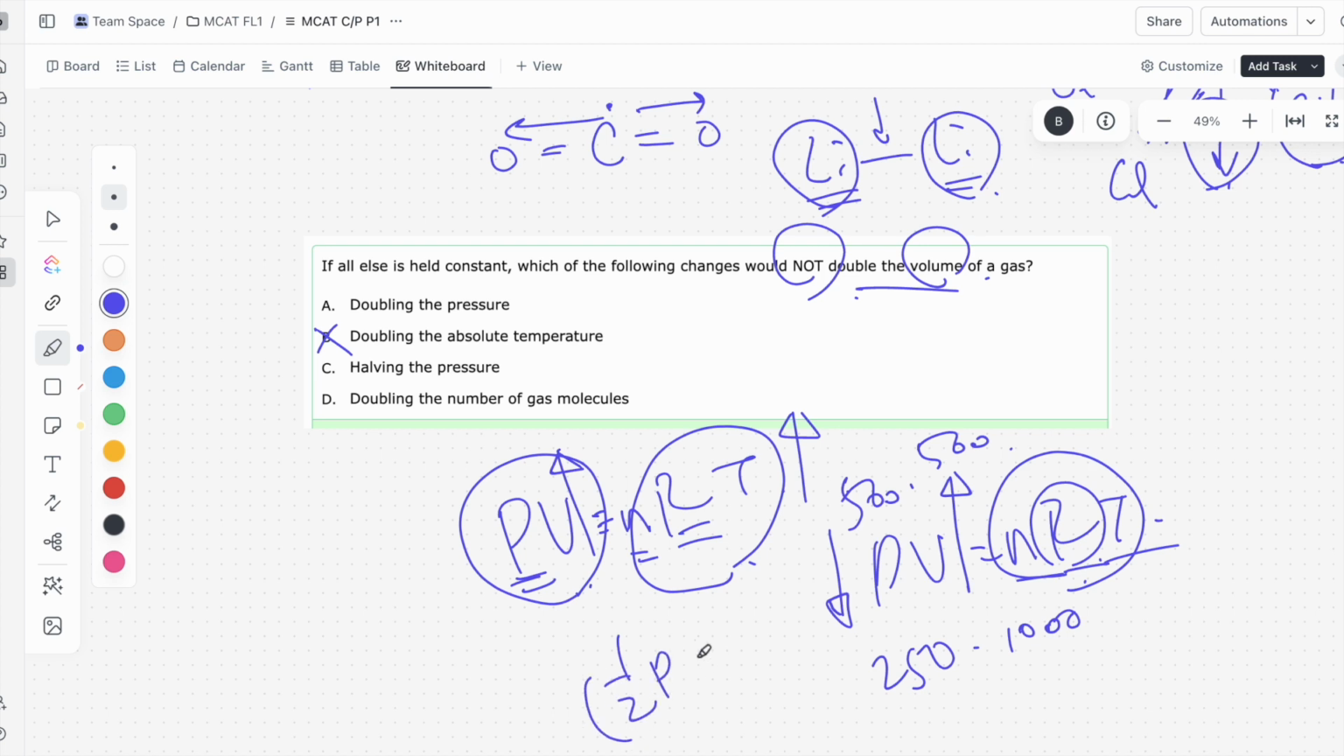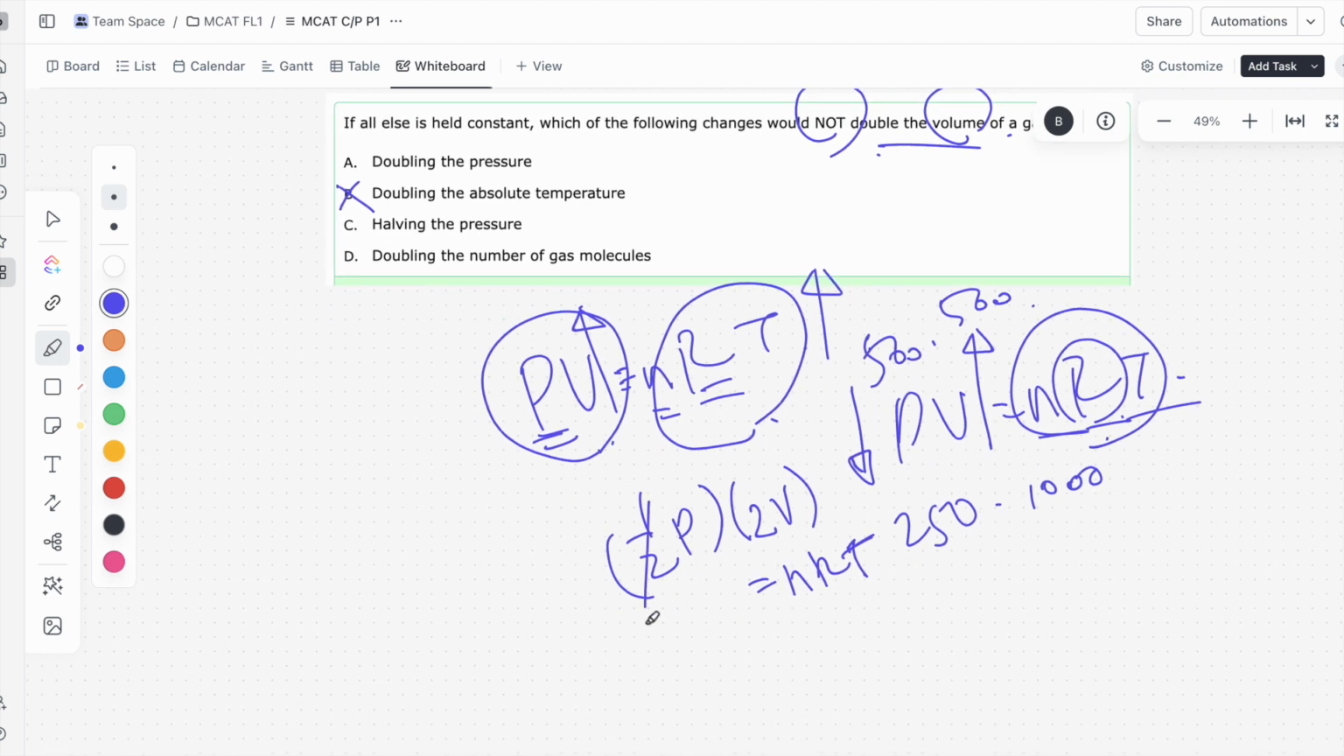1/2 P times 2V still has to equal nRT, and we see that it does, right? 1/2 and 2 cancel out, so PV equals nRT. That's why we double the volume when we halve the pressure. So we know this, halving the pressure will double the volume, so C is wrong.